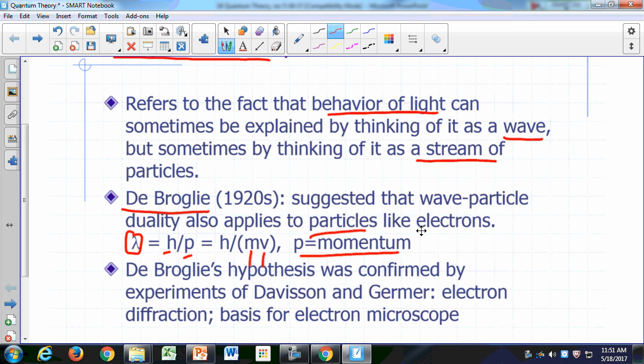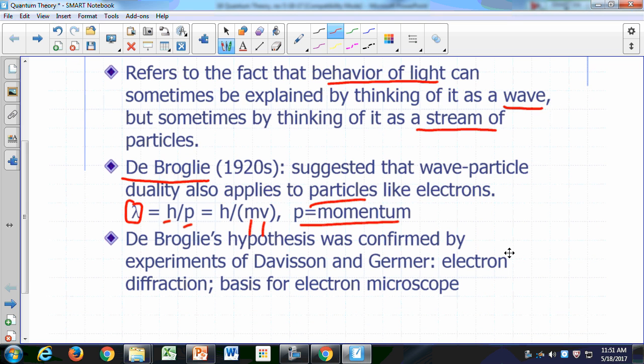And de Broglie's hypothesis was eventually confirmed by experiments performed by Davisson and Germer. They were able to demonstrate that electrons, which we normally think of as particles, exhibit diffraction. Diffraction, as we've seen earlier, is a characteristic of waves. In fact, this is the basis for using electrons in microscopes. So you've heard of electron microscopes. A beam of electrons can behave just like a beam of light.